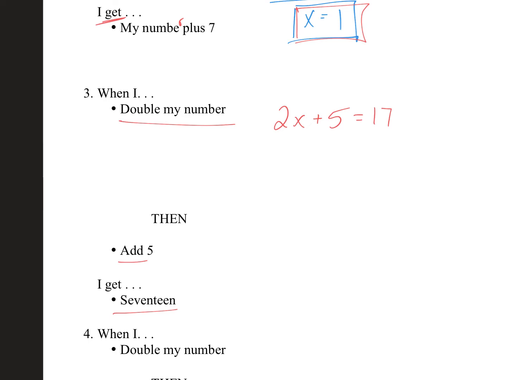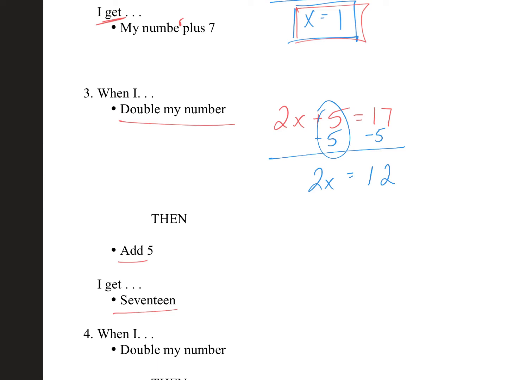So I look at what I can take away from both sides. Well, if my goal is to get my x's by itself, I would need to take away 5 from both sides. So I'm going to subtract 5 from both sides. I take away 5 from the left side, and I'm just left with 2x. And 17 minus 5, I get 12.